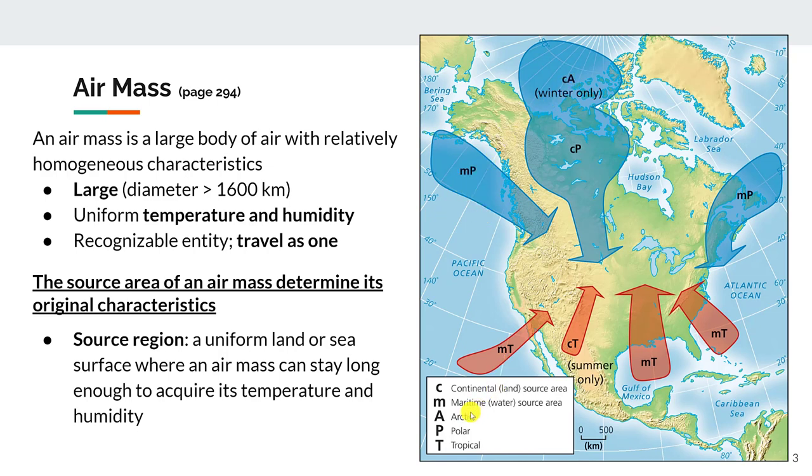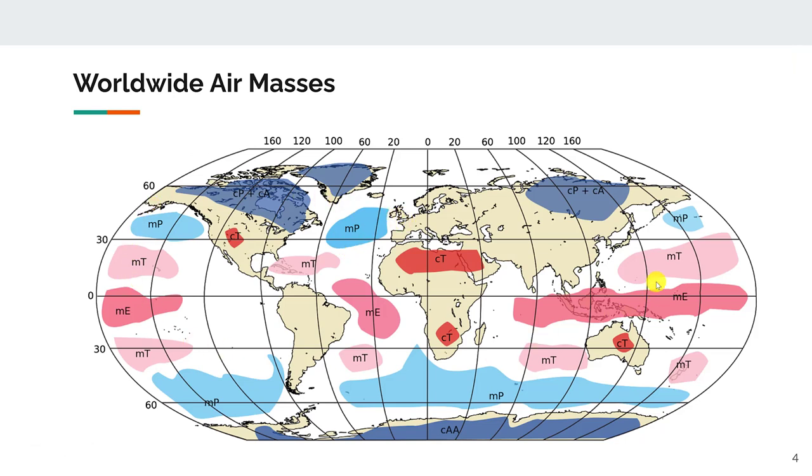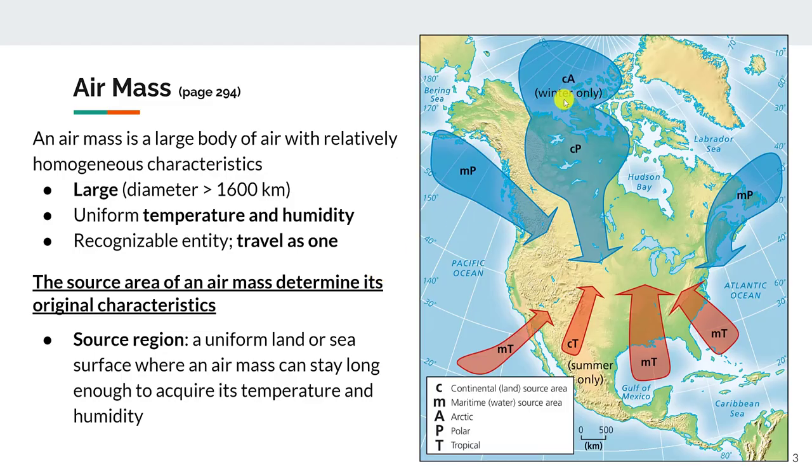Okay, and the second letter indicates temperature. So you can see A represents Arctic or Antarctica in the southern hemisphere, and P means polar. That means A and P mean very, very cold. And T, as opposed to that, means tropical. Tropical means warm, hot, right? Okay, so that is the temperature and humidity. Worldwide, we have many, many air masses, but this slide just lists the air masses that affect the United States.